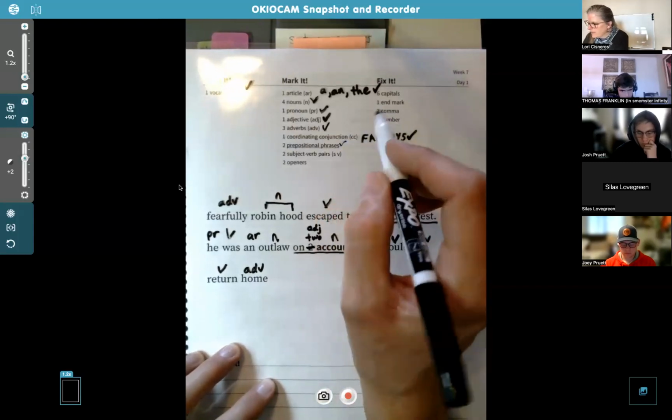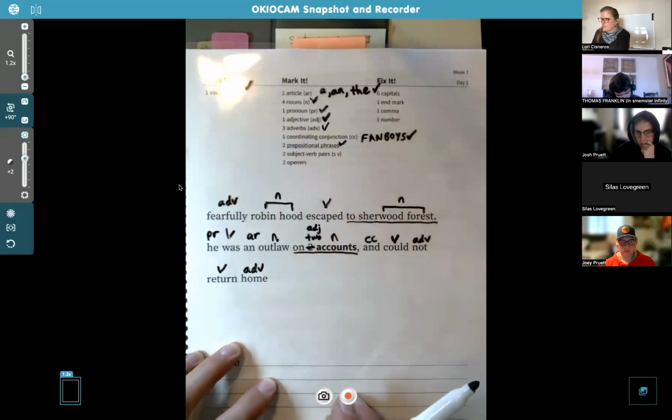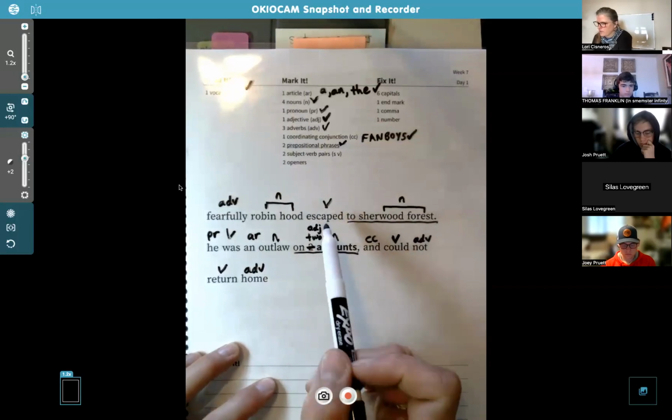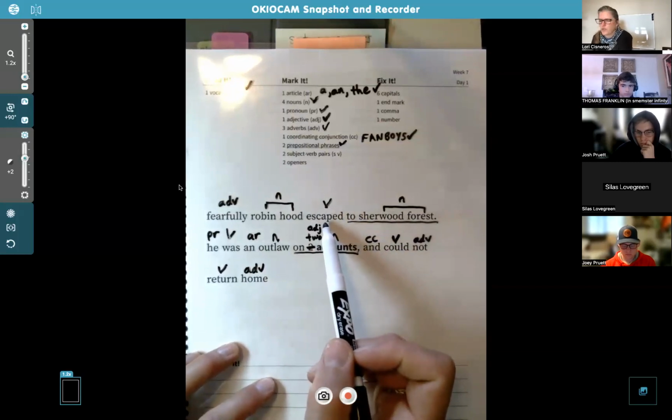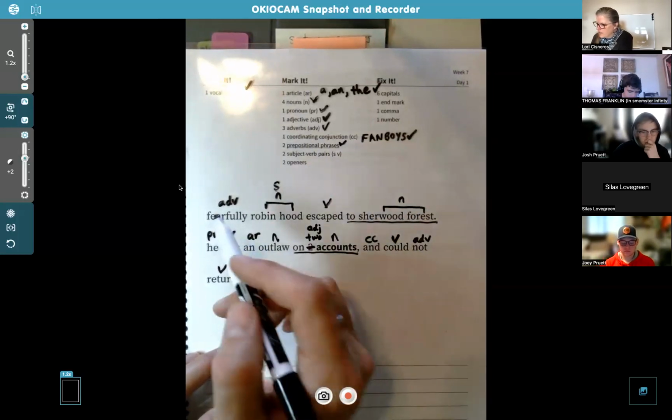Check that. Now we've got the verbs for this next part, subject verb pairs. Thomas, looking at the verbs, help us find the subject. So if you're looking at the verb escaped, who escaped? Robin Hood. Robin Hood, so that's the subject. Grand Canyon is the subject. Good.